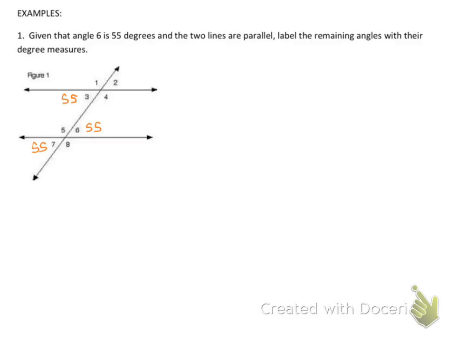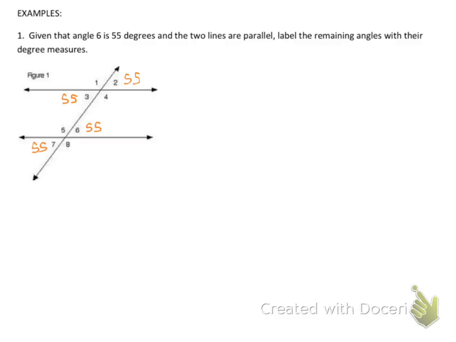Alternate interior angles. And 2. Alternate exterior. Well, 2 can be an alternate exterior to what angle then? 7. Or it's a vertical angle to 3. It's also a corresponding angle to 6. Corresponding, we didn't get to yet.